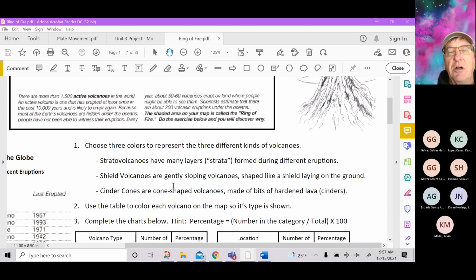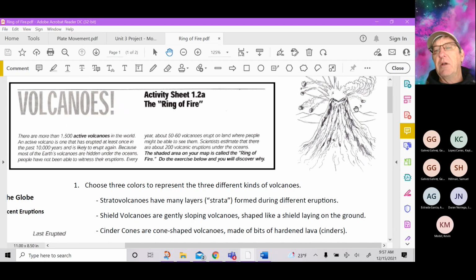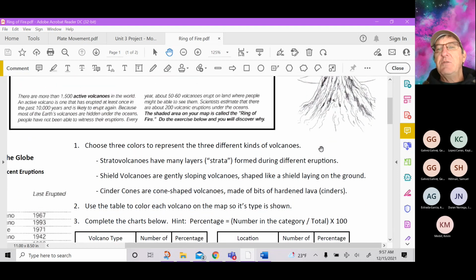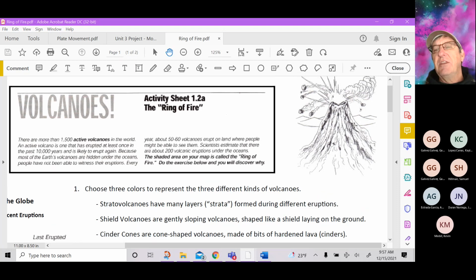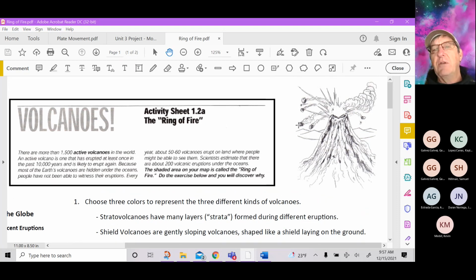Shield volcanoes are gently sloping volcanoes shaped like a shield laying on the ground. So imagine a warrior's shield from the ancient days laid on the ground. So it's kind of a gentle slope, not at all like this diagram here. This one is more like the third type of volcano, a cinder cone. It's a cone-shaped volcano made of bits of hardened lava or cinders, and these usually go flying out of the volcano in separate little rocks, and they build up into this steep cone.